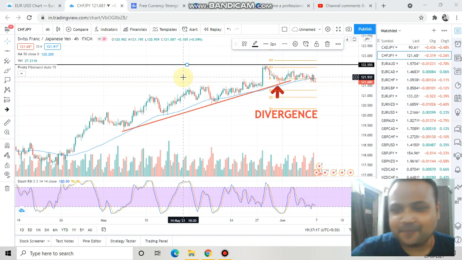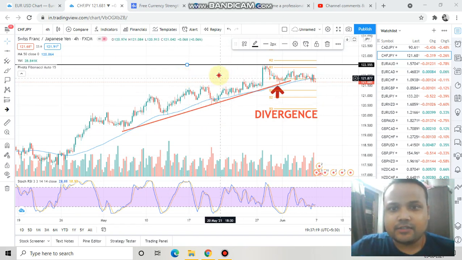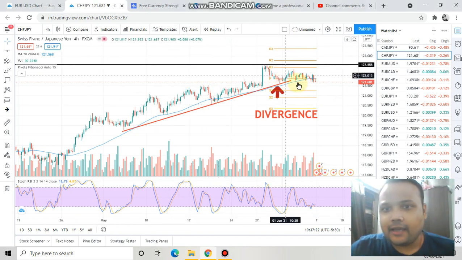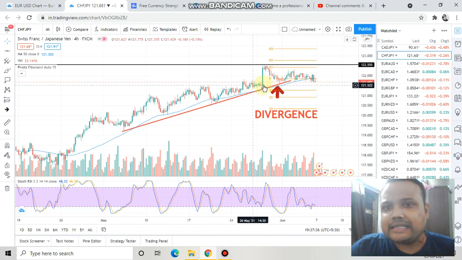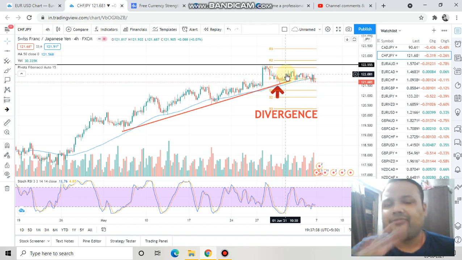So let's get started. This is the chart of CHF JPY. I recommended CHF JPY last week when the market was trading at this particular position and I saw a divergence. After that, yes, we got some good move. We made some profit. But after that, we can see that the market went flat. So let's do the analysis first.